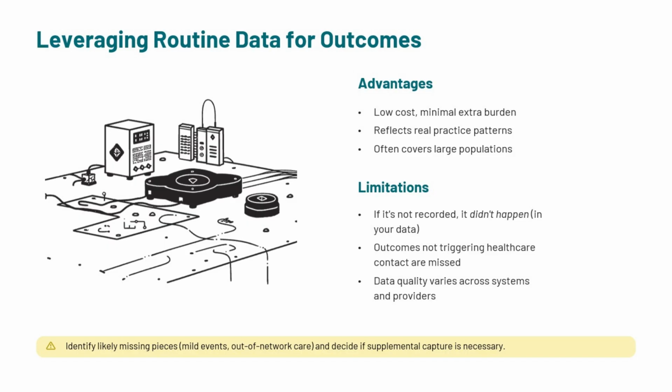That said, if an event isn't documented, it effectively didn't happen. For example, a clinician might omit an entry in the chart, or a patient's issue may never generate a health system interaction because they managed it at home. So, proactively identify common blind spots, like mild events, incomplete documentation, or care received outside your data network.